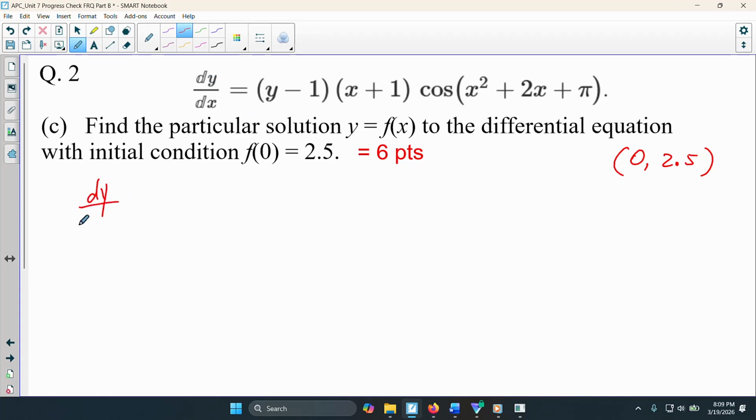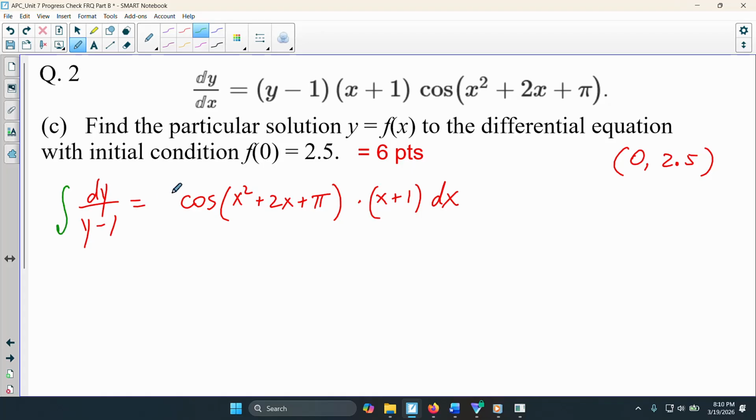dy divided by y minus 1. Now the dx comes up, and I already see what the steps will be in a second. So I'm gonna rewrite this as cosine of x squared plus 2x plus pi, and I'm just gonna stick this x plus 1 behind. You'll see why in a second, because I'm already envisioning where this is going. And of course there's a dx that comes up, right? And of course you integrate both sides.